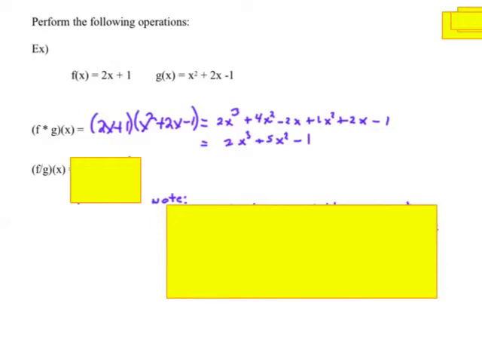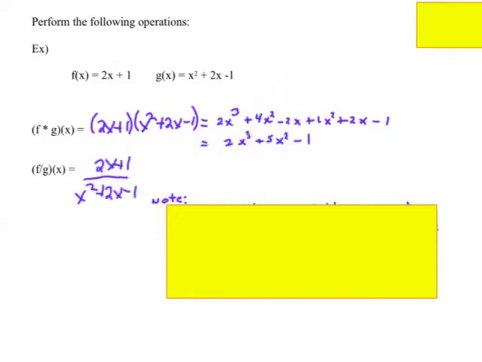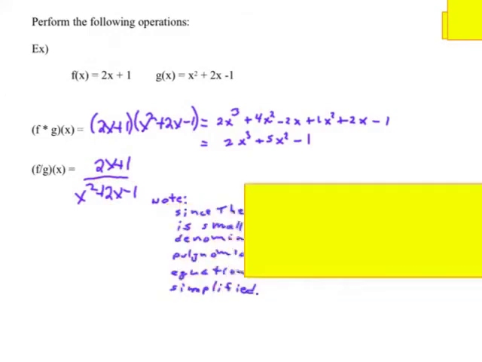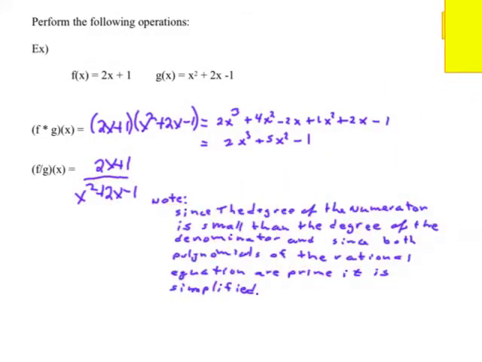Now let's go to division. For division, we're going to put the 2x plus 1 on the top and the x squared plus 2x minus 1 on the bottom. Now, there's a special note here. Normally, we would have to use long division to simplify this. But notice here, the degree of the polynomial on the top is smaller than the degree of the polynomial on the bottom. Because that exists, I put a special note here: you do not need to simplify it further.